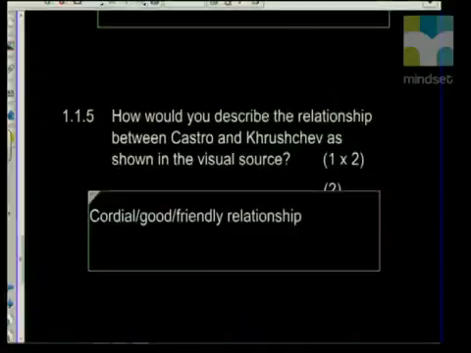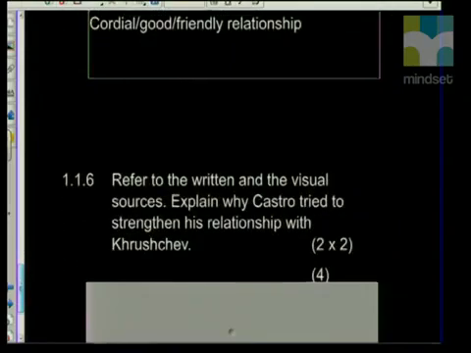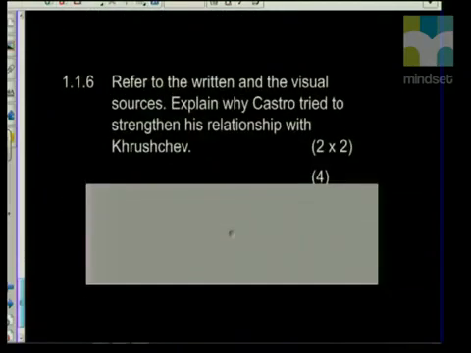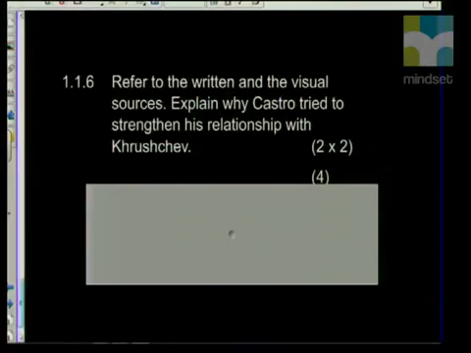And then if we look at the next question, now this question is asking you to refer to both the written and the visual sources. Again, it's very, very important to read that instruction because when you give your answer or your response, it has to come from both. So make sure that you're not answering based only on the written source or the visual source. And then the question is, explain why Castro tried to strengthen his relationship with Khrushchev.